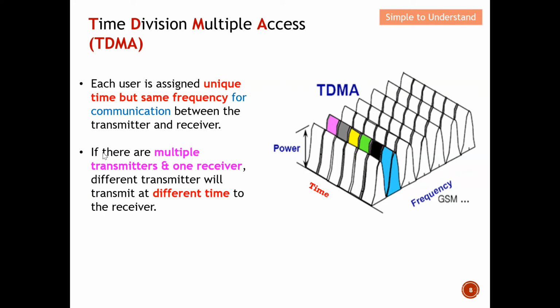If there are multiple transmitters and one receiver, different transmitters will transmit at different times to the receiver. As you can see over here, they basically take turns to transmit. So they share not only on the frequency, for example, if I have many users on different frequencies. Besides sharing the frequency, the users actually also share the time. Everybody takes a unique time to transmit the signal. So this is the idea of TDMA.